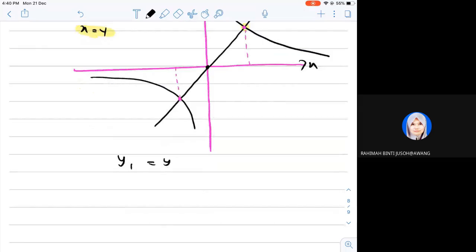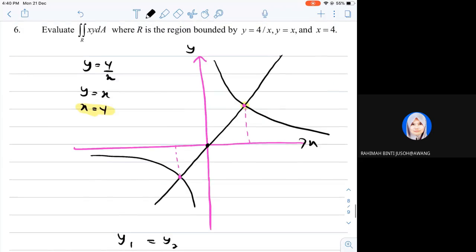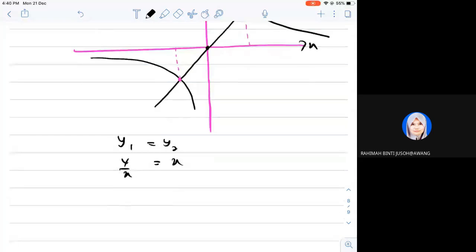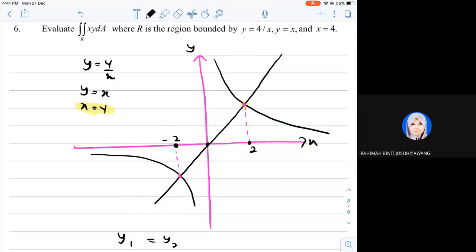So y1 is 4 over x, bukan substitute, equate this with the second, y equals x. So we have 4 equals x squared. Therefore, x squared equals 4, so x equals plus minus 2. So we know that here is 2, and right here should be negative 2. Barulah kita tahu position x equals 4 kat mana, betul tak? Kita tak boleh simply plot je x equals 4 tu. Faham tak apa maksud saya? Sebab kita nak tahu dekat mana beradanya x equals 4. So from here we know that x equals 4, belakang sikit lah. So this is the line of x equals 4.